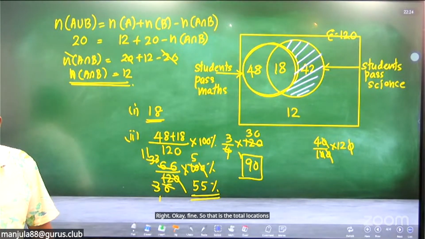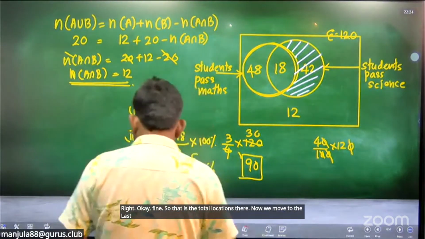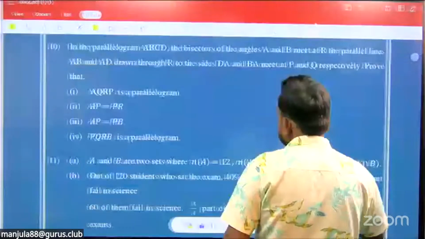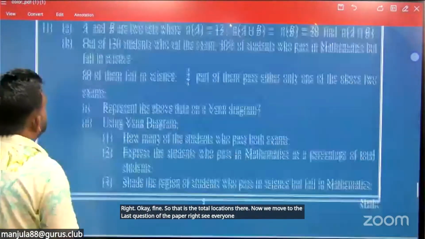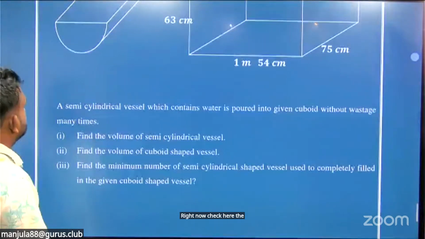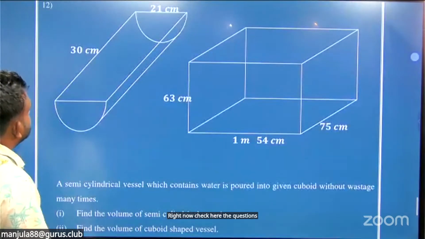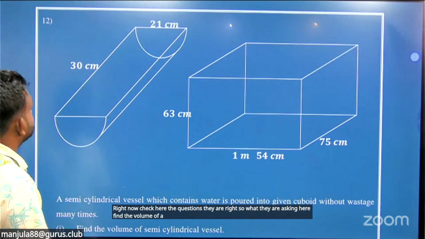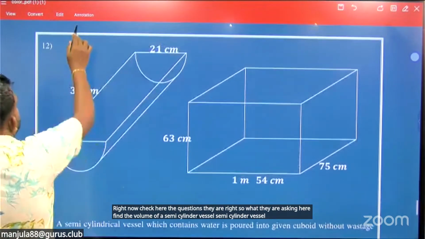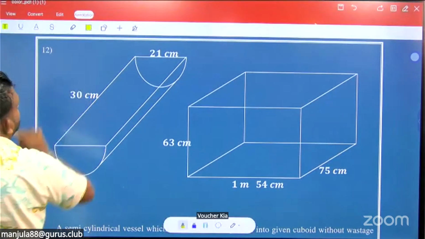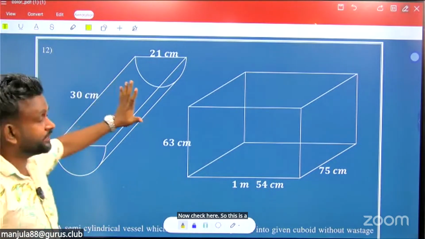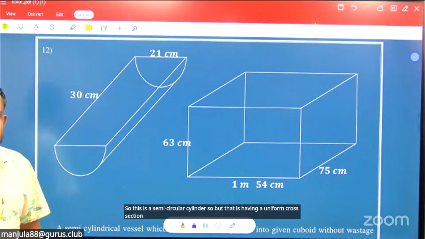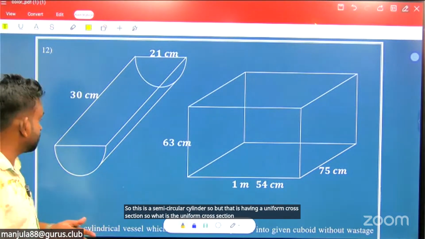Now we move to the last question of the paper. Now check the question here. They are asking to find the volume of a semi-cylinder vessel. This is a semicircular cylinder, but it has a uniform cross section. So what is the uniform cross section? The uniform cross section is this one.